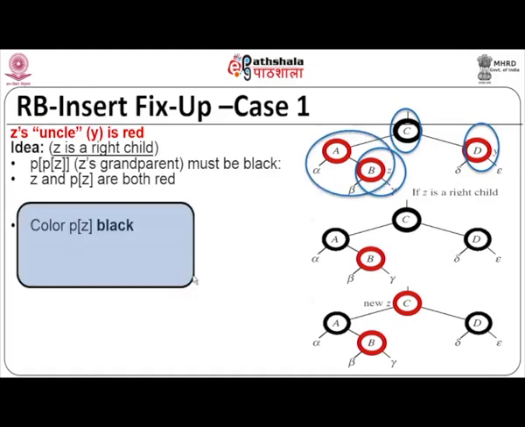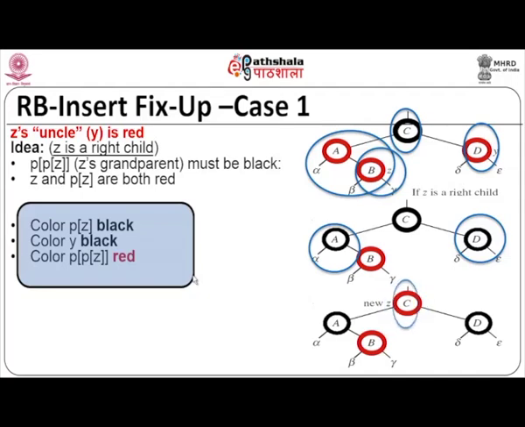Then what should you do? Color P of Z, that is A, black, that we have done. Then color Y black, that uncle, that also we have done, and then color the parent of Z, that is C, red, also we have done. Now Z is equal to parent of Z. Now, the new Z we change. So, this is what has happened when we have the case 1 fix up.